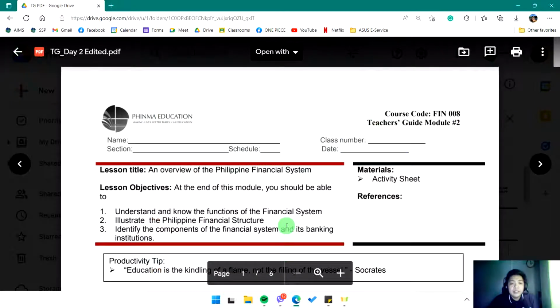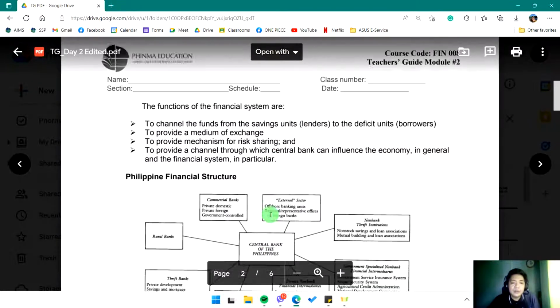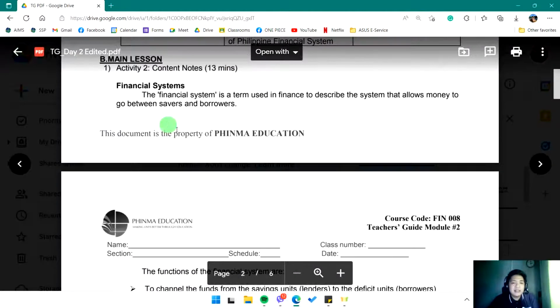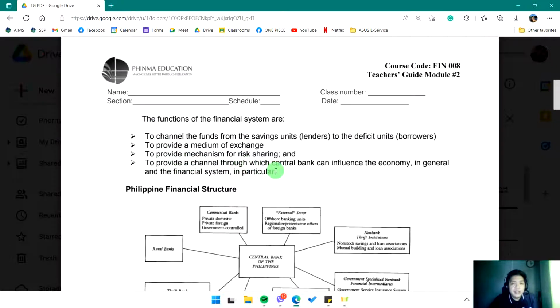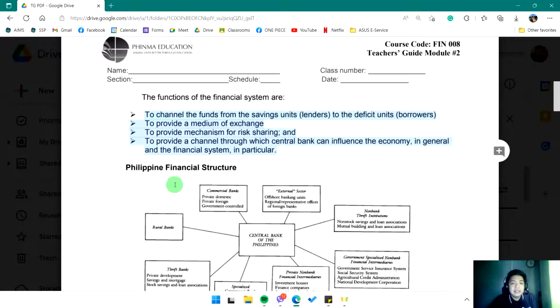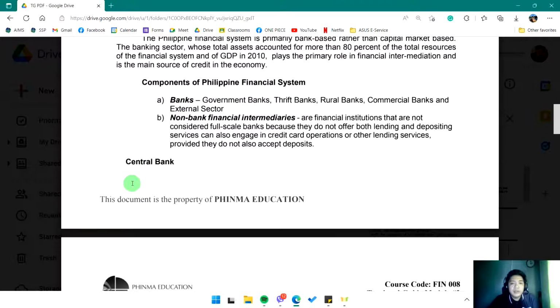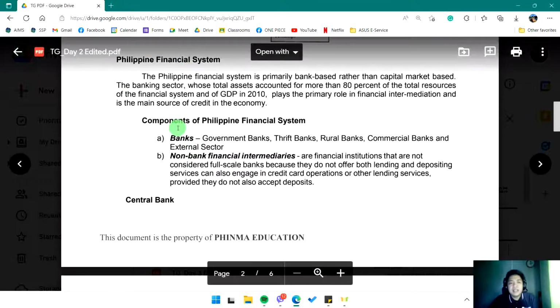Module number 2. This is the overview of the Philippine financial system. Now, pag-uusapan natin kung ano nga ba ang meron sa financial system ng ating bansa, ng Pilipinas. We already discussed this, no? The term financial system. Meron na tayong functions ng mga financial system natin. Then now we're going to discuss the Philippine financial system.